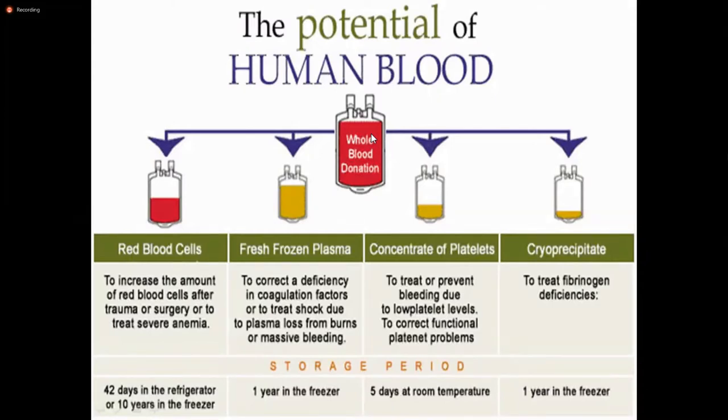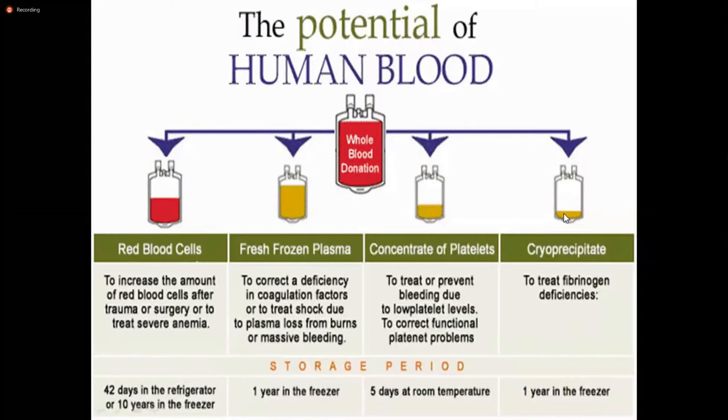Like the platelets will be given to the patient who has thrombocytopenia. Plasma will be given to the patient who has inadequate hemostasis or clotting factor deficiency. And only the packed RBC will be given to the patient presenting with anemia. Okay, so you can see this whole blood donation is separated into its components, which are the red blood cells, fresh frozen plasma, platelet concentrates, and the cryoprecipitates. I have a video of how these components are made in the blood bank, and that will be shown at the end of the lecture.